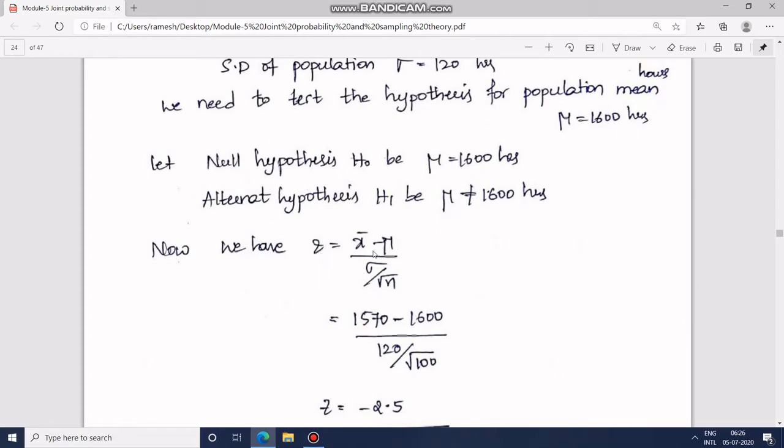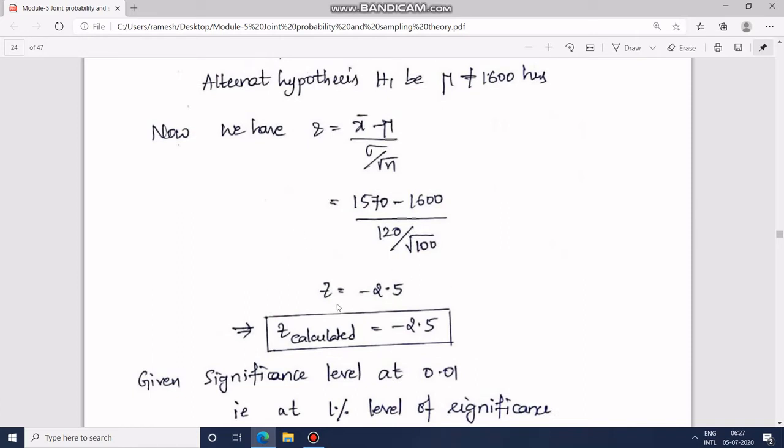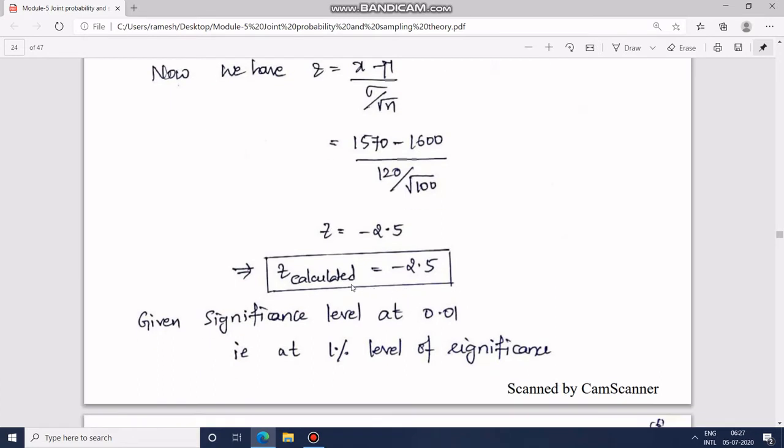Now by using all the given data, we need to compute the standard normal variate Z by using the standard formula Z is equal to x bar minus mu divided by sigma by root n. Now let us substitute all. What is x bar? That is 1570 hours, the mean of the sample, minus mu, the mean of the population, that is 1600. What is sigma? The standard deviation, that is 120 hours, and the square root of n, the size of the sample, that is 100. Now let us substitute all and simplify. We get Z is equal to minus 2.5. That means in this problem, our calculated value of Z is minus 2.5.